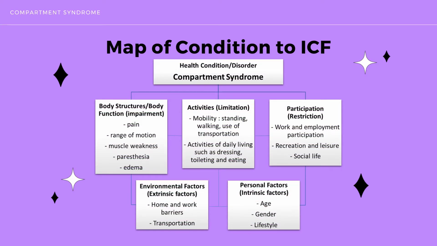This is the map of condition according to ICF. Compartment syndrome commonly has an issue with the body structure, such as pain, range of motion, muscle weakness, paresthesia, edema, and also has a limitation in the mobility and activity of daily living. It also affects the participation in work and recreation. The environmental factor and personal factor are also interrelated to their health condition.